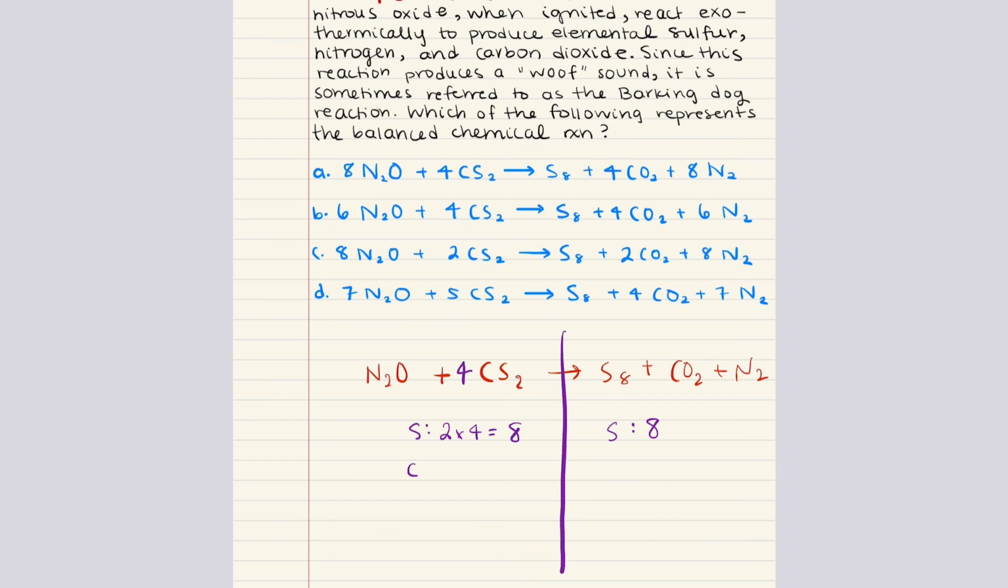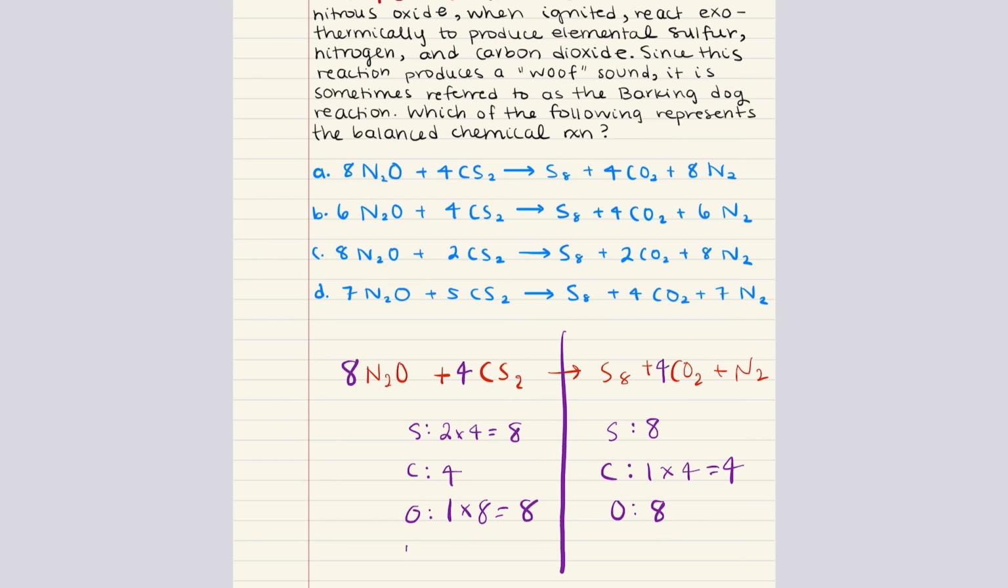Then let's move into carbon. On the reactant side, we have 4 carbons. On the product side, we only have 1. So we're going to add a coefficient of 4 right here to make sure that it is balanced. So now sulfur and carbon are balanced. Let's move on to oxygen. On the reactant side, we have 1 oxygen. On the product side, we have 8 oxygen atoms. So to balance this, we're going to add a coefficient of 8 right here, and now oxygen is balanced.